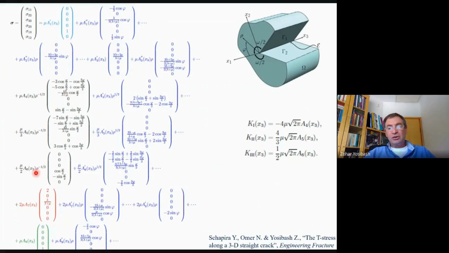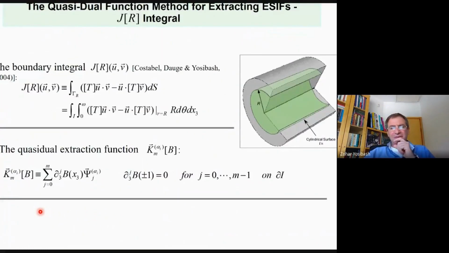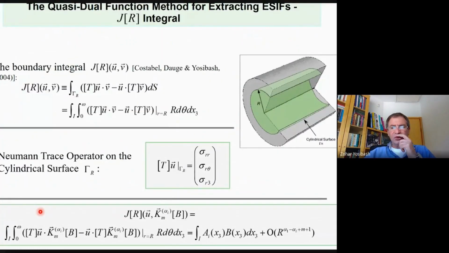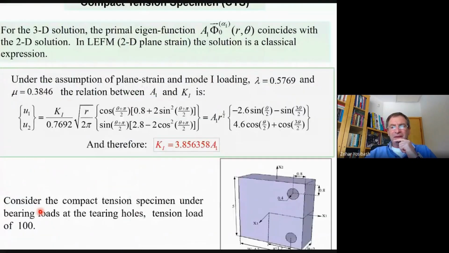And this is the two-dimensional solution, but for each two-dimensional solution, you will have an infinite number of terms. And of course, you can see here in blue, in red, the T-stress. So I will skip some of the slides. I just want to show you some examples. I don't want to go and prove to you that the theorems work properly.